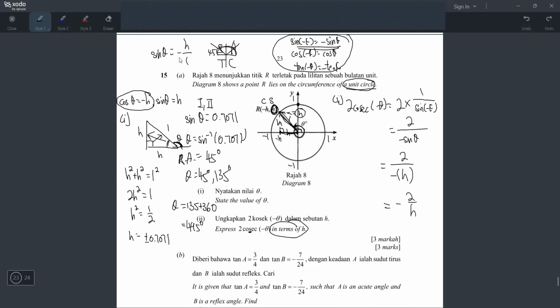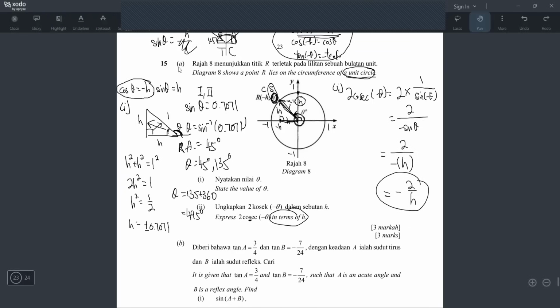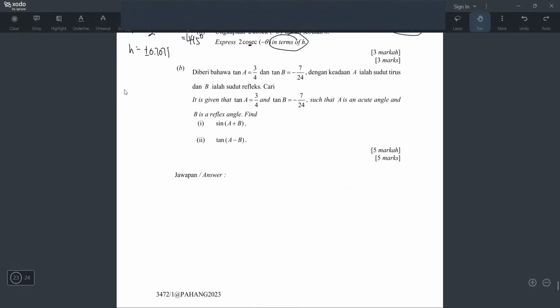That's why sine theta is just H, right? So that's why for the sine theta I just put H. That's why this is the answer. Okay? But actually you don't need to do it like that. You just look at the y coordinate only, because this is a unit circle. You can straight away do it like this. But if you want to do it the other way, you will get the same answer also. Okay, 3 marks for this.